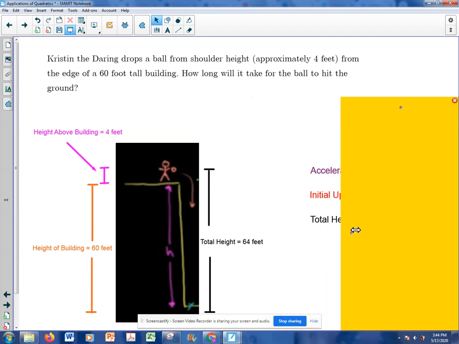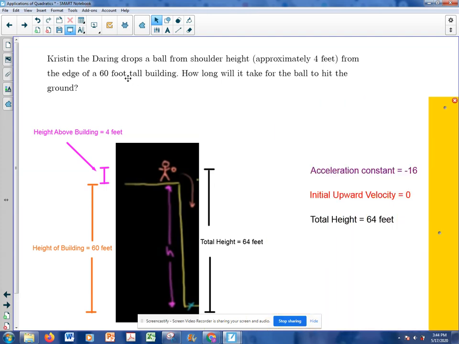Got it. So now acceleration constant. It was feet, so I know it's going to be that negative 16. Initial upward velocity. We dropped it. When you dropped it, you didn't throw it up, you didn't throw it down. So its initial upward velocity is 0, and the total height is 64.